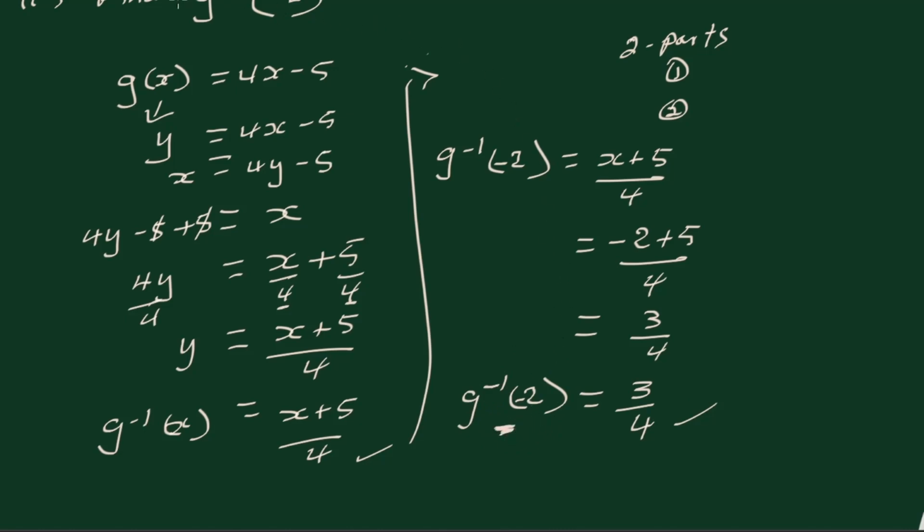So again, I'll just recap. Find the value of g inverse of negative 2. So I'm going to input negative 2 in the inverse function of g. But first I work out the inverse function of g. And the inverse function of g gives me x plus 5 all over 4. Having worked out the inverse function, this is my first part of the question. I go on to the second part now, where I take the inverse function and I input negative 2 into that function. After inputting negative 2 into the function, I worked it out, and it became 3 over 4. And this is my answer here.